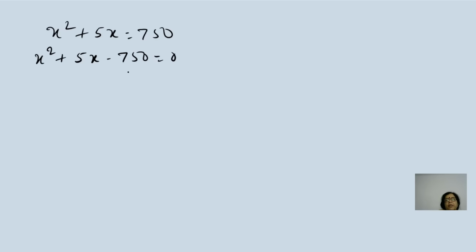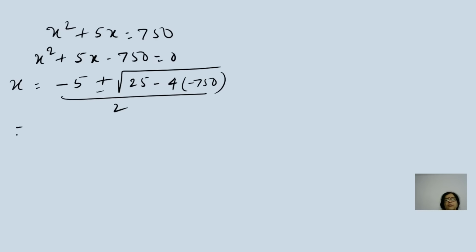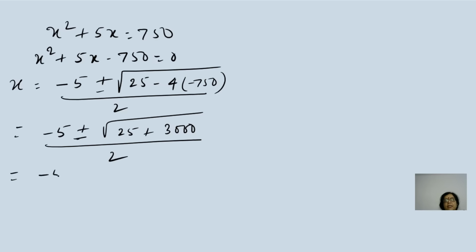Now 750 being a big number, we can take the help of the quadratic formula. So this can be written as minus b, that is minus 5, plus minus square root of b squared, that is 25, minus 4 into a, that is 1, and c, that is minus 750, by 2. So this becomes negative 5 plus minus square root of 25 plus 3000, since 750 into 4 is 3000, by 2. So this is minus 5 plus minus the square root of 3025, by 2.